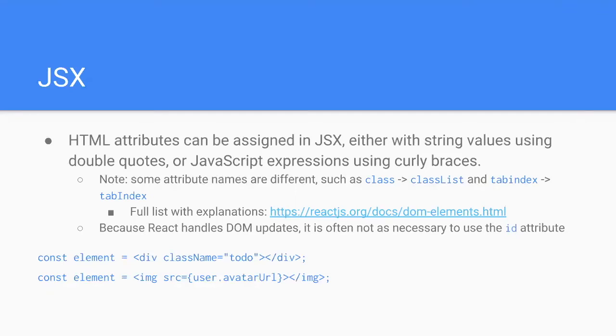Okay, any questions? So this is how we add attributes to our HTML in JSX. Again, JSX is very, very similar to our regular HTML. There's just a few changes, and it's inside of our JavaScript.